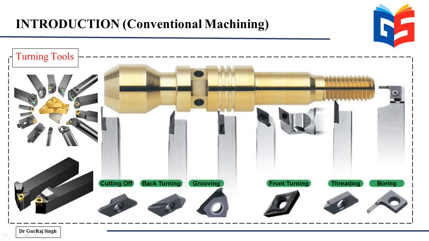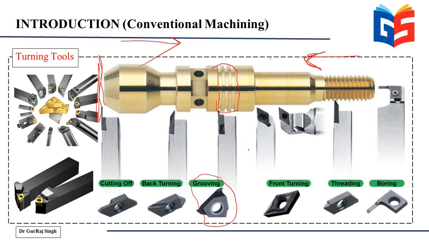So this is again a very, very nice depiction of different processes which can be used on the lathe. So you can see this is the cutting off tool. This is used to cut a workpiece into two parts. This is used for back turning. Now, if you want to turn in this direction, it's called front turning. If you want to turn in this direction, it's called back turning. So this is a back turning tool. Likewise, this is a grooving tool, and this is used to make these grooves. So you can see these patterns there.